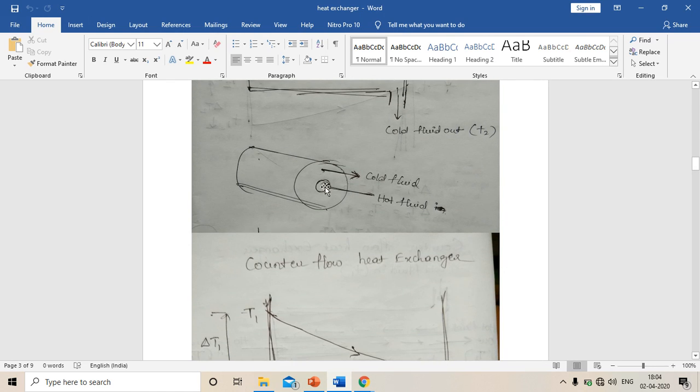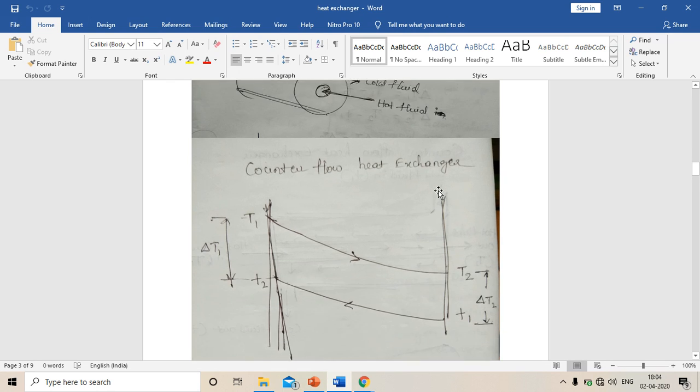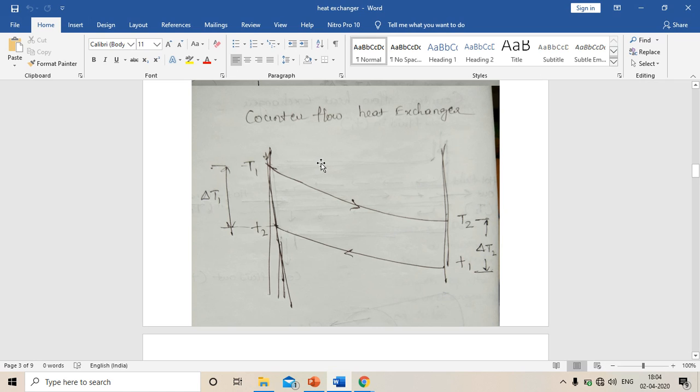And here also it's the same thing, showing that in the inner tube hot fluid is flowing in one direction, and in the outer tube the cold fluid is flowing in the other direction. And this is the graphical representation of the temperature change. So this line indicates hot fluid temperature change, and this line indicates cold fluid temperature change.